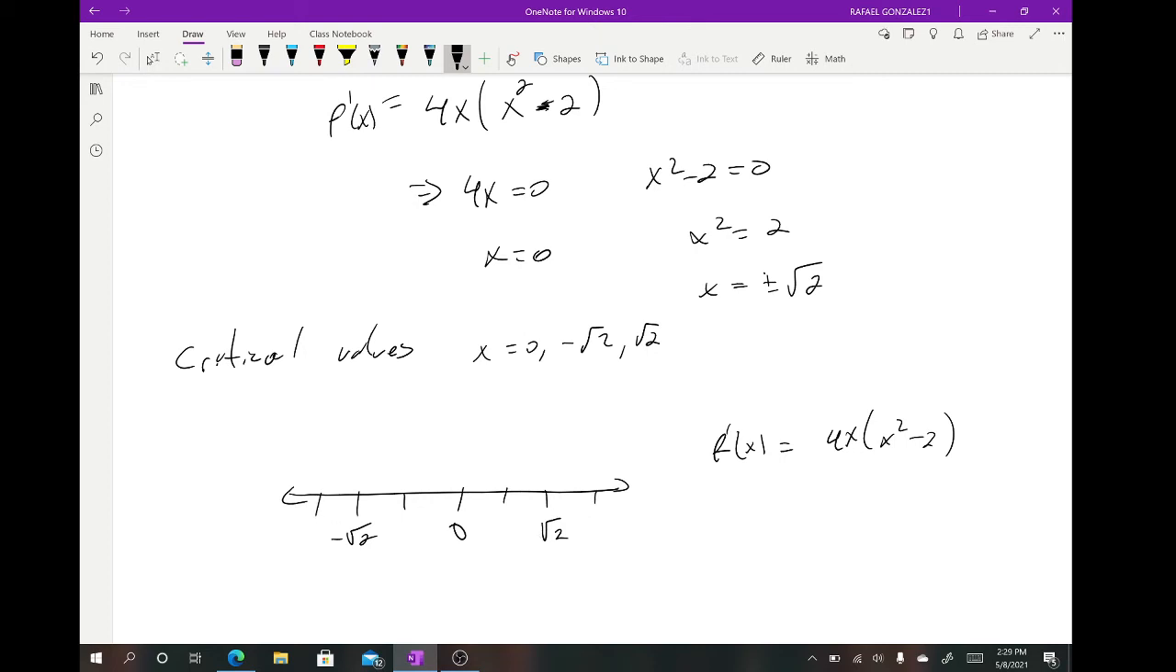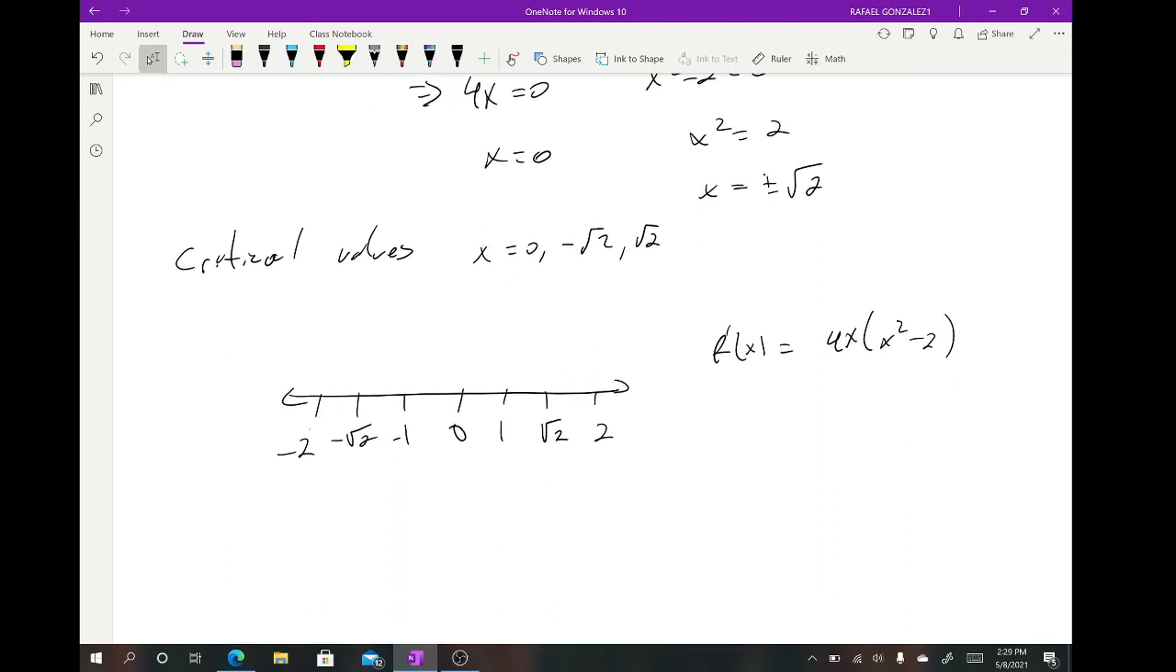We need to find values between 0 and radical 2, between 0 and negative radical 2, and to the left and right of those. So I know for a fact that the square root of 2 is bigger than 1, but it's definitely less than 2. So these are my test values: negative 2, negative 1, 1, and 2. Now I can just plug into the first derivative test for all of these. For f prime of 1, I'm going to have 4 times 1 times 1 squared minus 2.